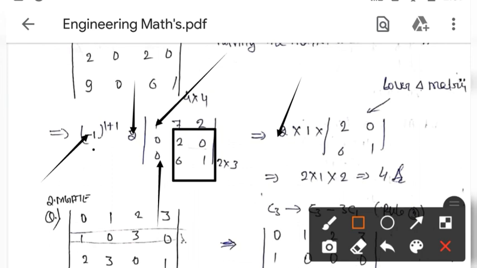Okay, now just cross multiply it. 2 1 ja 1 and 6 into 0 will give you 0. When you multiply it, you will be getting the answer, which is 4. So this is how you are supposed to find the determinant of order 4 cross 4 or more than that.